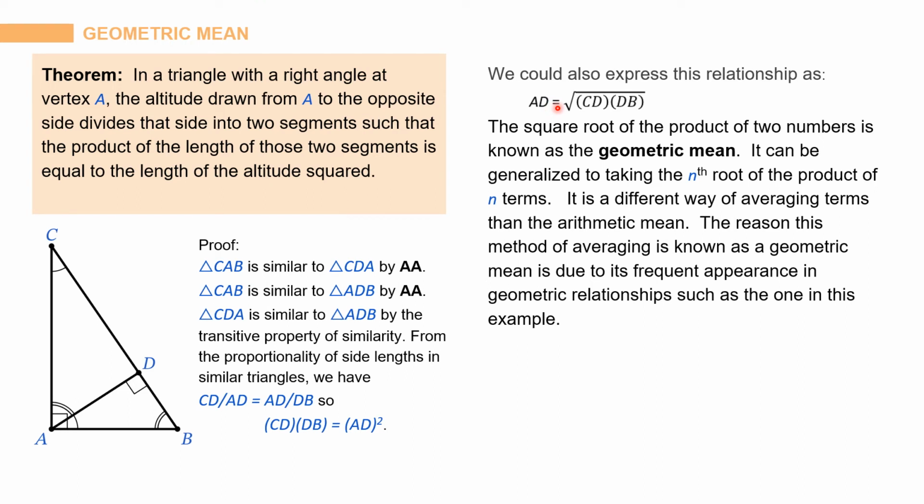The square root of the product of two numbers is known as the geometric mean. If there are more than two numbers, the geometric mean can be generalized to taking the nth root of the product of n terms. So if you had 3 terms, you would multiply those 3 terms together, and their geometric mean would be the cube root of that product. If you had 5 terms, the geometric mean is the 5th root of the product of those 5 numbers. So a geometric mean is a different way of averaging terms than the arithmetic mean. And the reason it's called the geometric mean is due to its frequent appearance in geometric relationships like this problem.